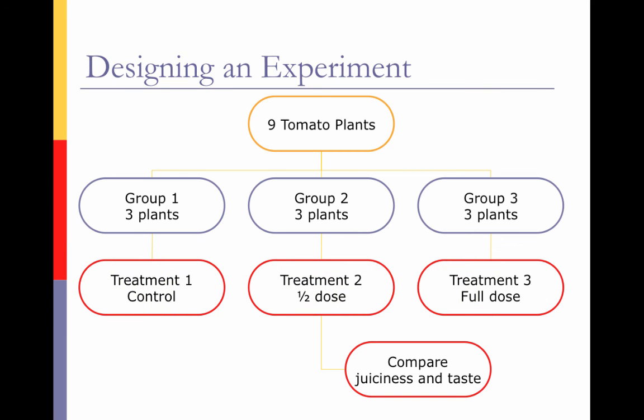Here's an example of the diagram. So we have our 9 tomato plants that we're going to randomly assign to 3 different groups. When you are explaining the experiment, you will have to explain how you would do the random allocation. Then we have 3 different treatment groups, and then we would compare. There should be lines going here to here, but I couldn't make it do it, sorry.